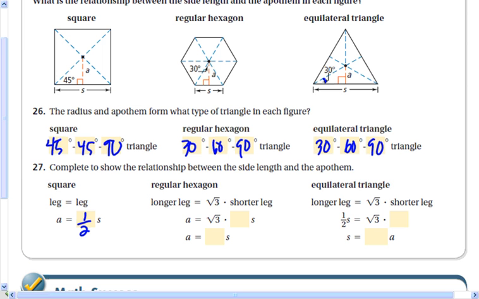In a regular hexagon, the longer leg is square root of 3 times the shorter leg, so the apothem is square root of 3 times 1/2 of the side length of that hexagon. We can simplify that to the square root of 3 over 2 times s. And the longer leg in an equilateral triangle is the square root of 3 times the shorter leg. And so that means the longer leg, which is 1/2 s, is equal to the square root of 3 times a. And that gives us s is equal to 2 times the square root of 3 times a.